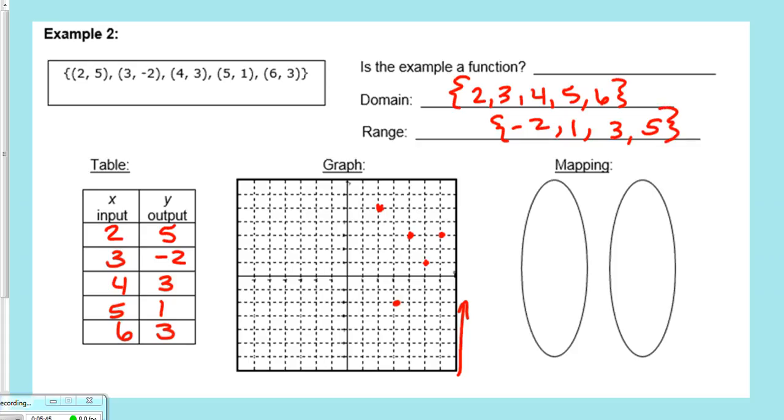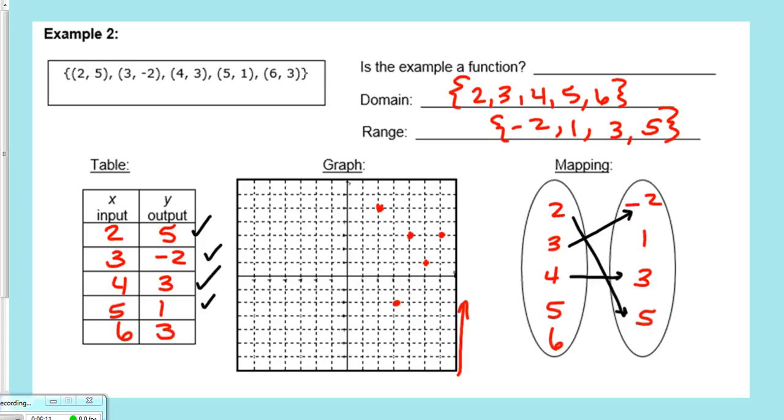Now I can move that down into my mapping. 2, 3, 4, 5, 6. Negative 2, 1, 3, 5. Now, like we learned before, mapping is what shows those phone calls. Shows who's connected to who. So I'm going to go back to my table for this. 2 needs to be connected with 5. Okay, cool. 2 to 5. 3 needs to be with negative 2. 4 needs to be with 3. 5 with 1. And 6 with 3.